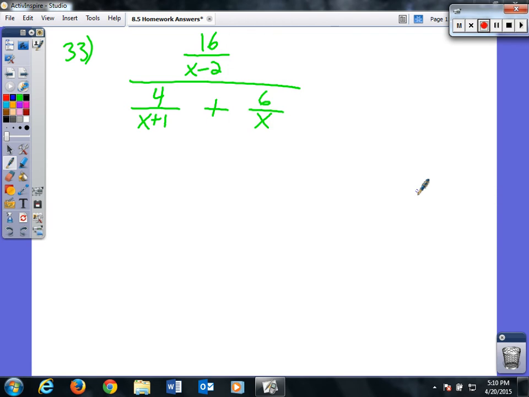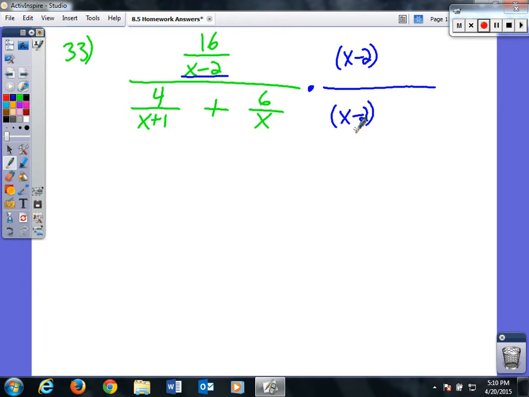First thing to do here is get rid of the fractions within the fractions. So we want to multiply top and bottom of this fraction by something that will cancel out all of the denominators. So if I want to get rid of this x minus 2, let's multiply by x minus 2.